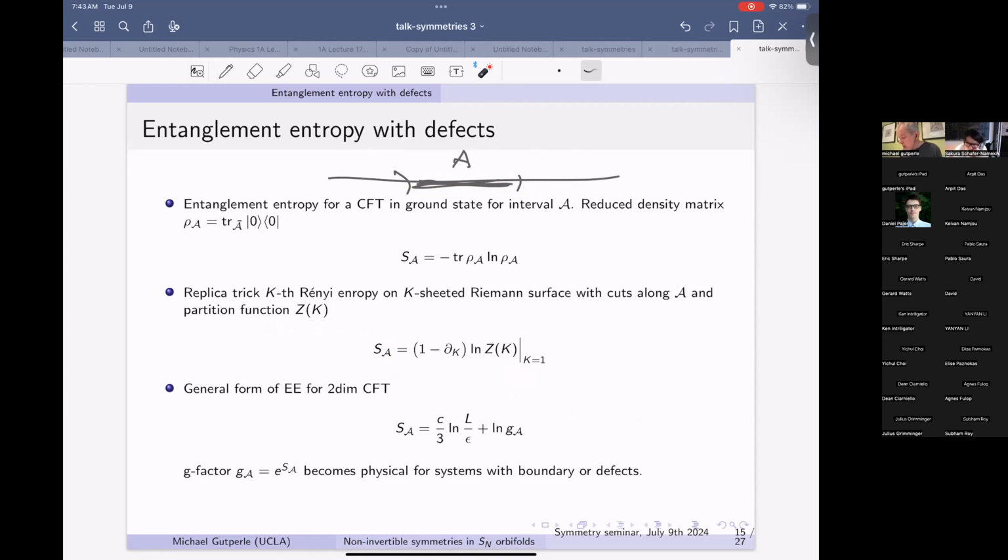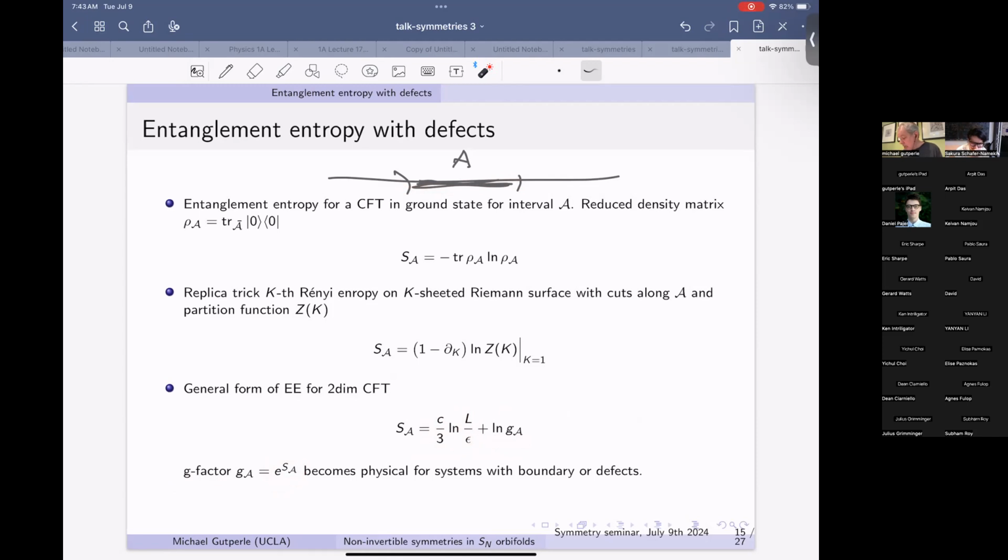So the general form for the entanglement entropy, for this simple setup where I have the CFT in the ground state and one interval, going back to Calabrese and Cardy, is given by the central charge. Here L is the length of the interval, epsilon is a UV cutoff. In general, there can be a constant, called the g factor, where e to the S_A would be the boundary entropy.